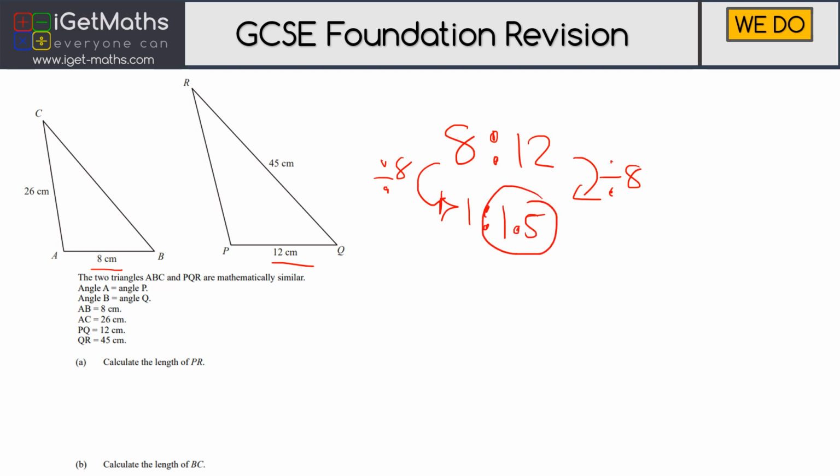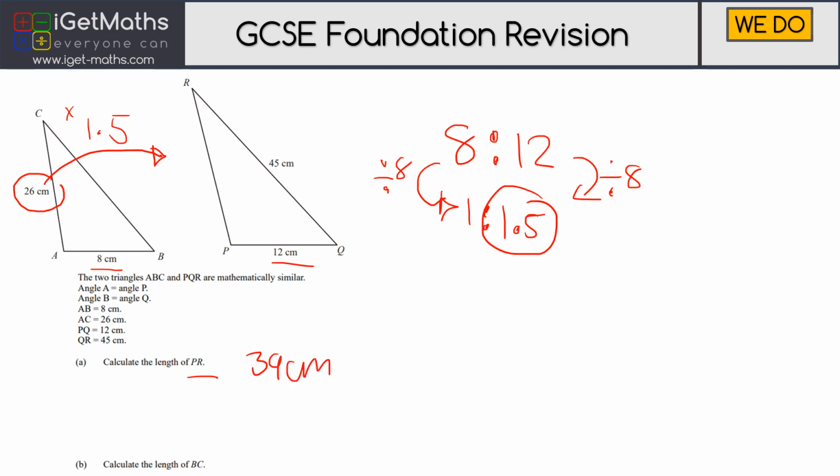Now we're going to calculate the length of PR. The corresponding side is AC, so we're going to go 26. And remember, when you go from a small shape to a larger shape, you times by the scale factor. So we're going to do 26 times 1.5. That will give you 39 centimeters for PR.